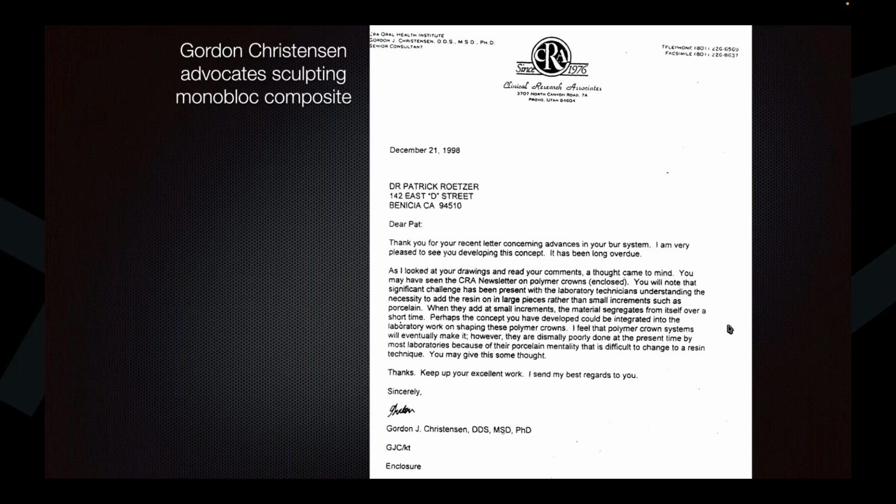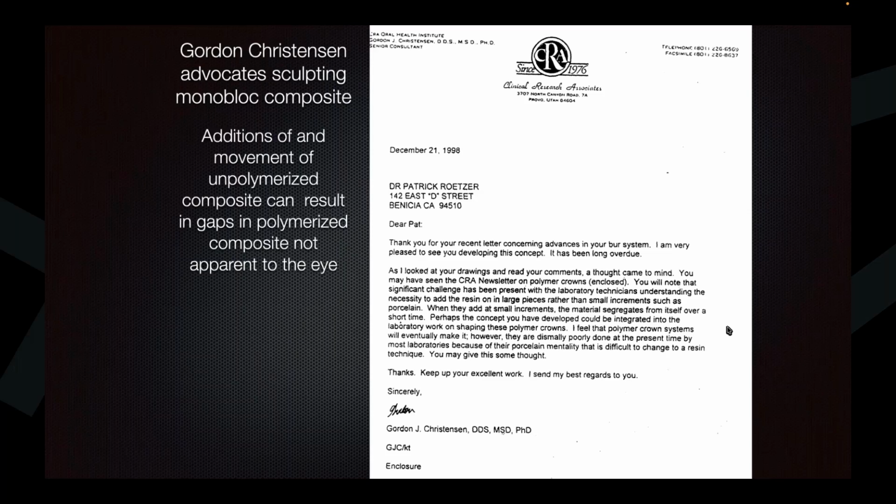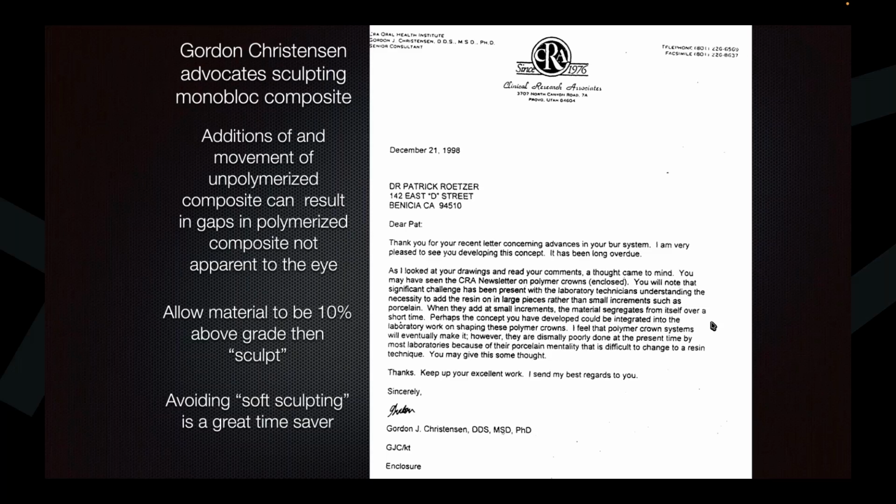So why do I think this is a good idea to do this? This is a letter I got from Gordon Christensen when I sent him my Raptor burrs back in '98. And what he's saying is that these polymer crowns would do much better if they weren't layering it like you do with a porcelain mentality. He said those layers tend to segregate off, a nice word for knit lines. So 10% above grade and sculpt with the burrs. Avoid soft sculpting. It's just a great time saver.